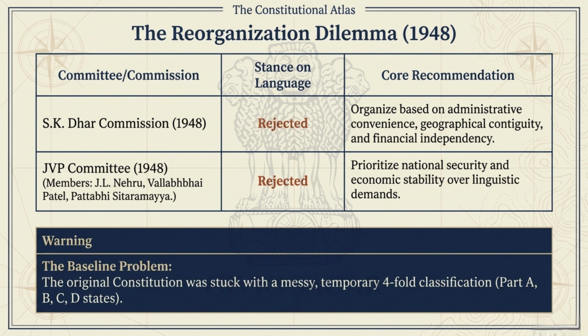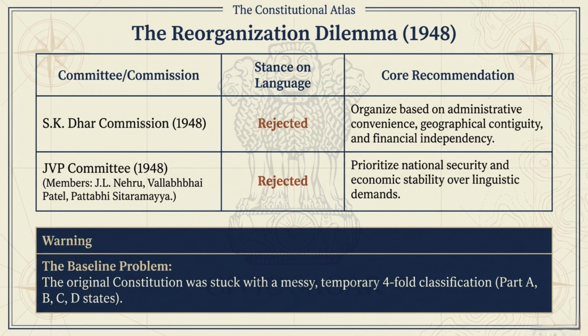Following this, the JVP committee was formed, consisting of three prominent leaders: Jawaharlal Nehru, Vallabhbhai Patel, and Pattabi Sitaramaiah. They, too, rejected the linguistic basis for states. Their core recommendation was to prioritize national security and economic stability over any popular linguistic demands.